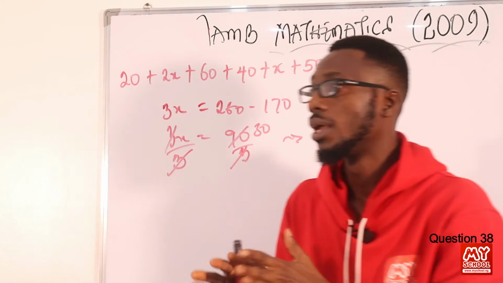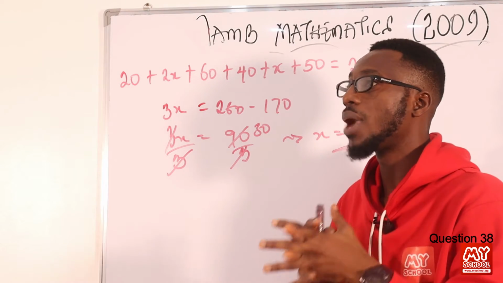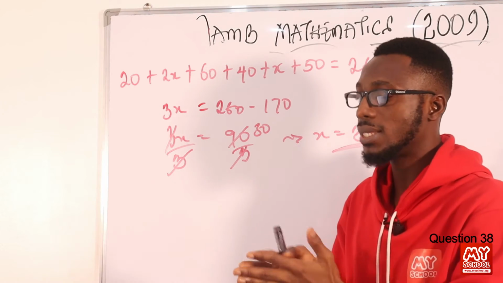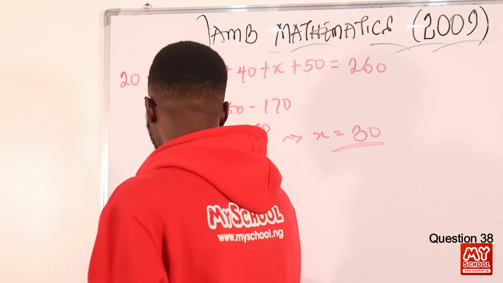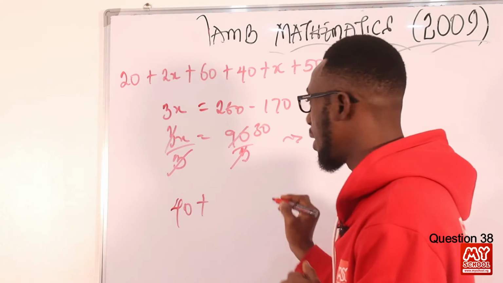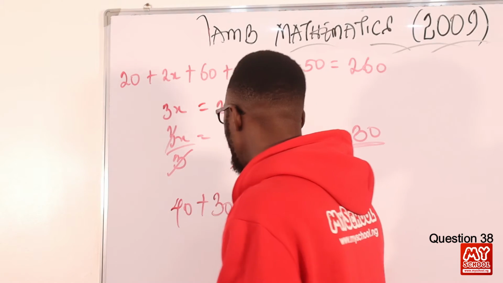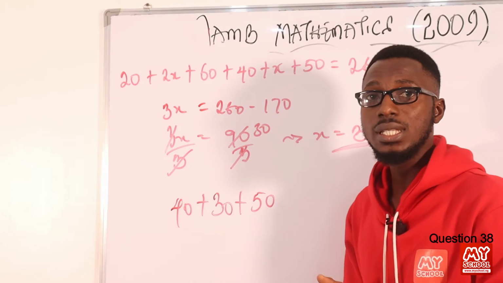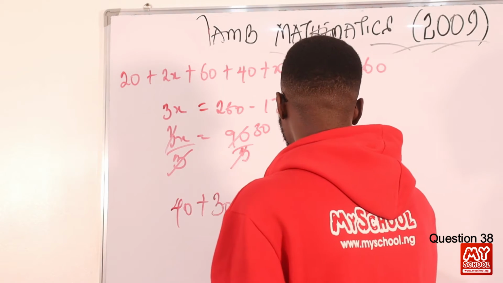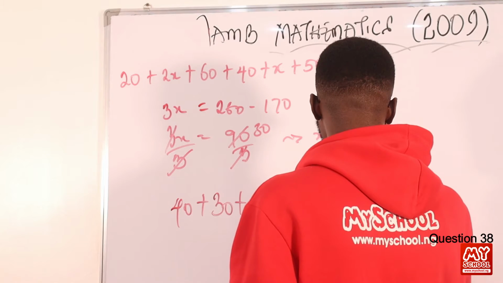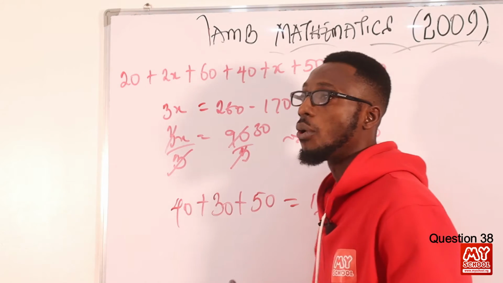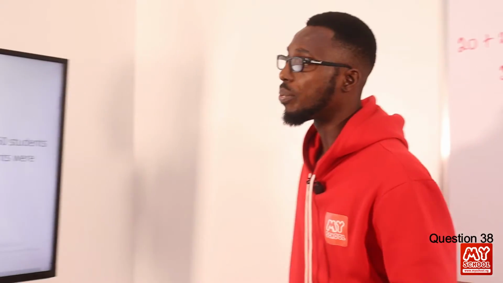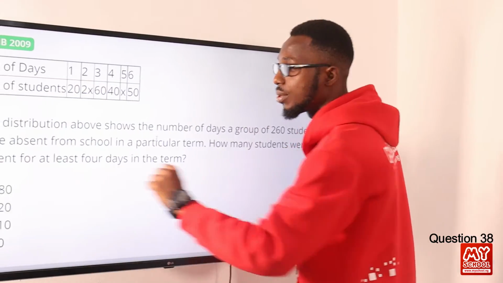The question is very specific: how many students were absent for at least 4 days in the term? For at least 4 days, I have 40 students, plus x, which is now 30 after our discovery, then plus 50. So 40 plus 30 is 70, plus 50 is 120. So I can tell confidently that 120 students were absent for at least 4 days in the term. Let me go back to the screen to select 120 from the options, and that is option B.